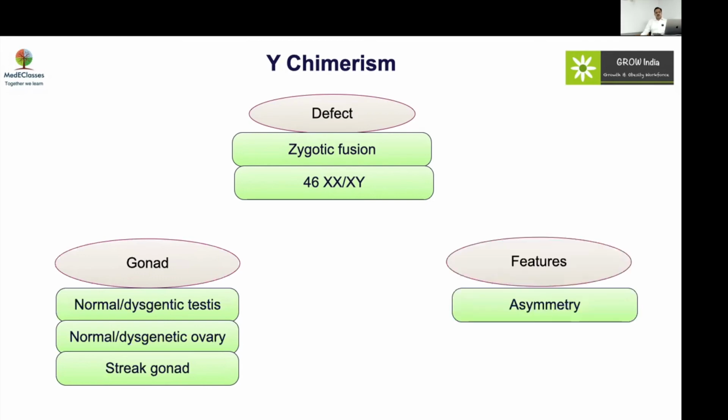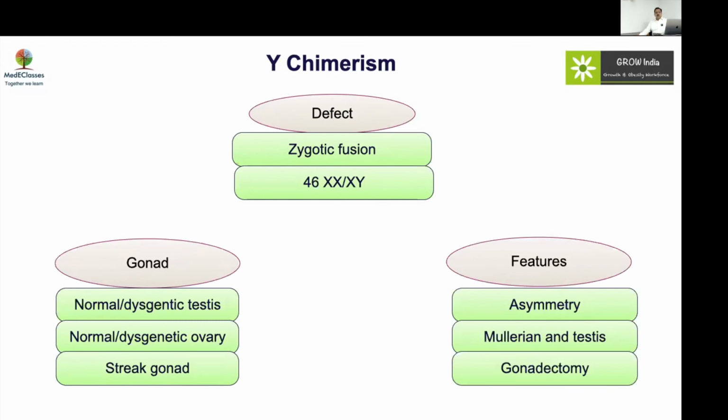Features will again be genital asymmetry. You will have Mullerian structure on one side maybe and testis on the other. So this is a very strange combination which may happen, and gonadectomy again becomes important. So there's a subtle difference between Y chimerism and an X0, XY mosaicism in that perspective. There will be no features of Turner syndrome out here.